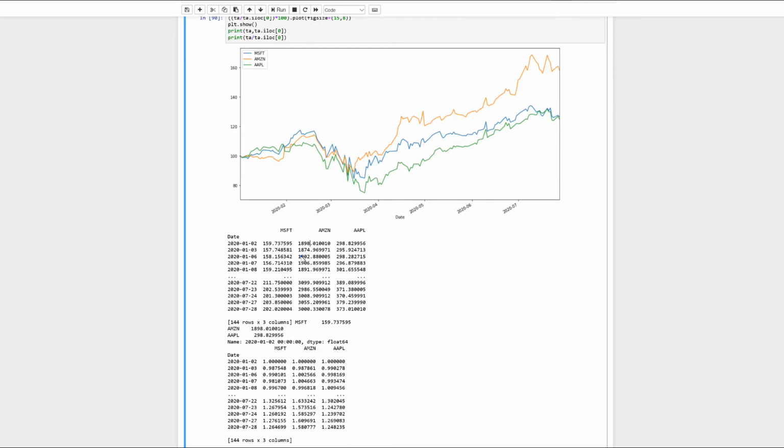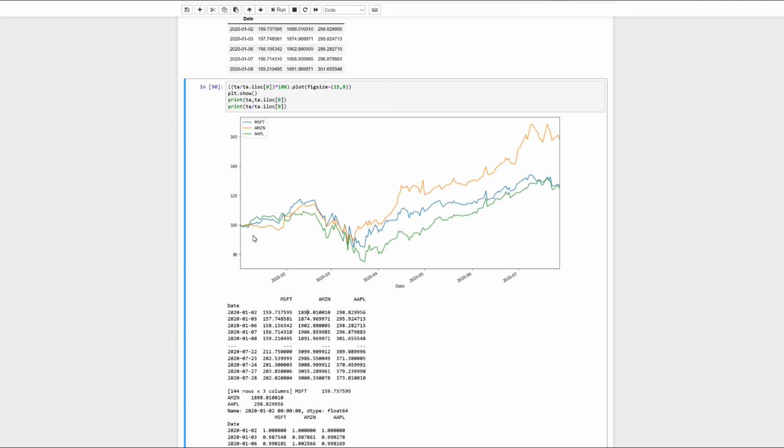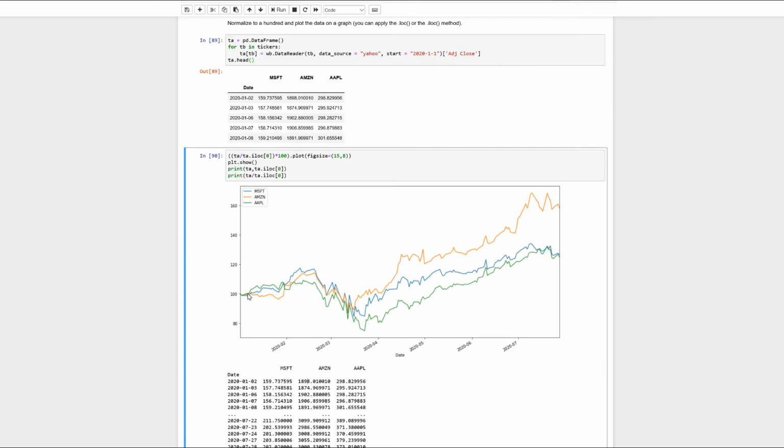For example, 1902 divided by 1898 gives us 1.00256, and so on and so forth. So what ends up happening with this normalization is you have a very easy chart to read in reference to returns. Now, the interesting part about this chart here is you have a very, very distinct pattern.